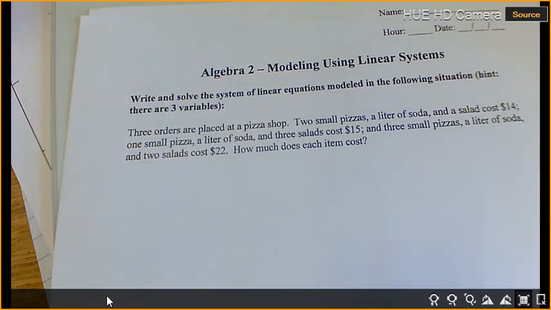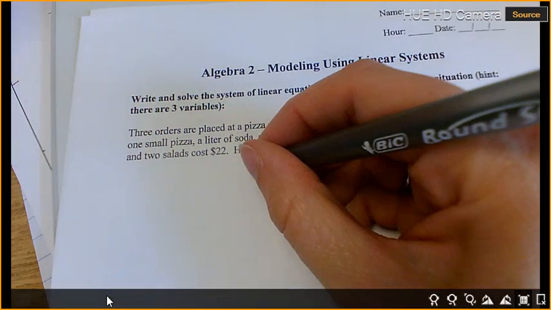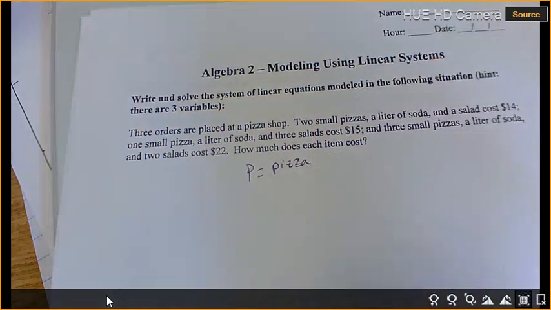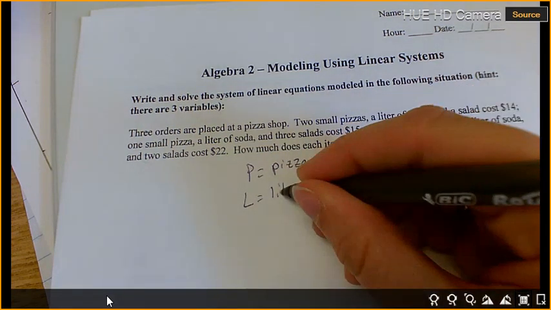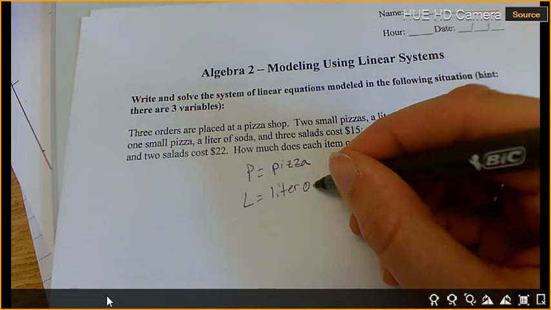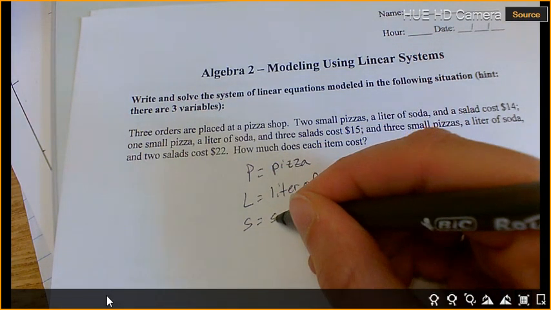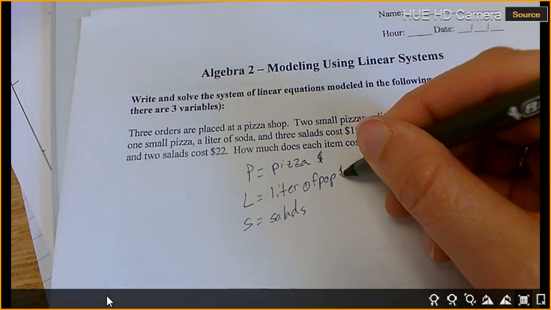Okay. We're going to write and solve this linear system equation in the following situation. Hint, there are 3 variables. Okay, 3 orders are placed at a pizza shop. Let's make P equal to pizza. We'll say L equals liters of pop. Stop talking. We'll say S equals salads. Okay, and that's the price of each of these.